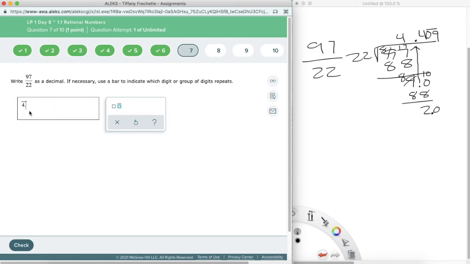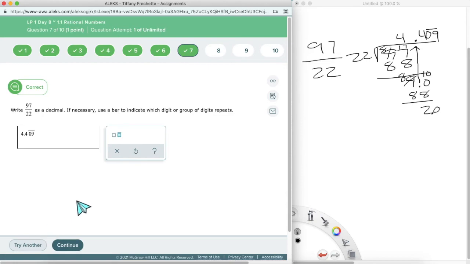If I type in 4.4 and then click my little bar button, then it works out much nicer. And there you go. It's only repeating what I want it to repeat. So just be careful about using the little bar feature, but you do have to indicate when it's repeating. So you have to know how to do that.